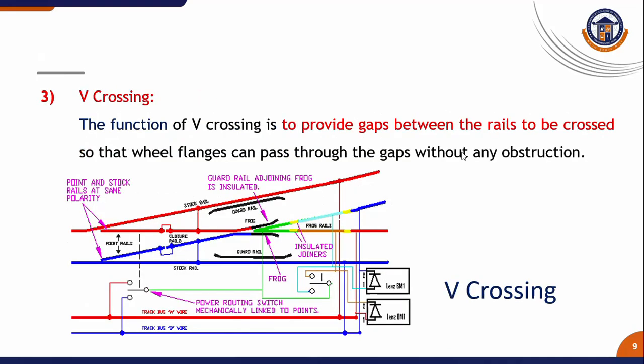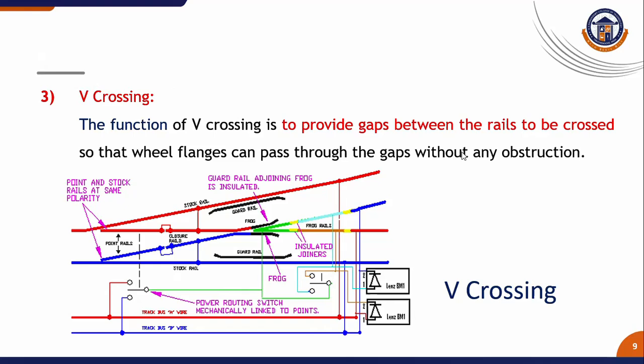V crossing. The function of the V crossing is to provide gaps between the rails to be crossed so that wheel flanges can pass through the gaps without any obstruction. You see the V crossing. Why is it called a V crossing?